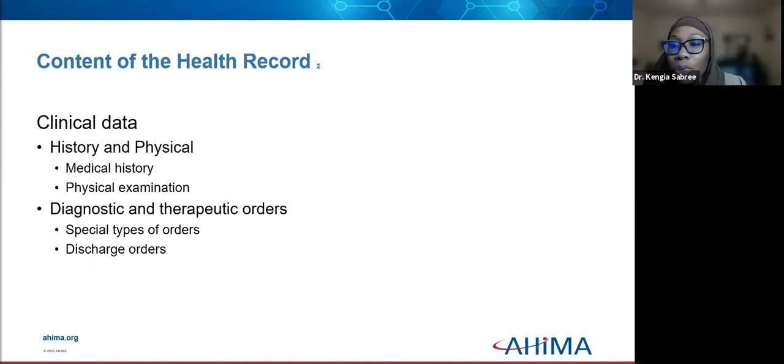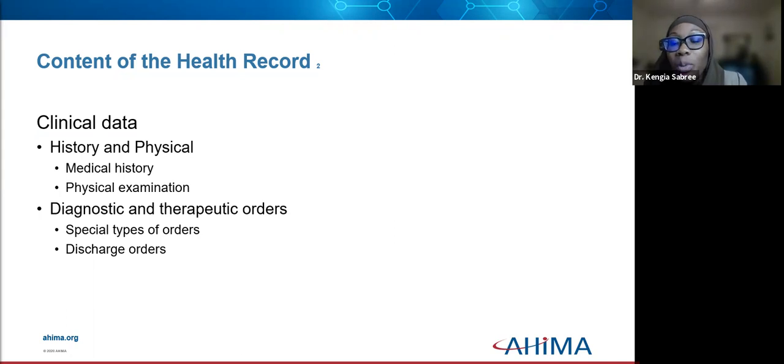So the orders for seclusions and restraints, which includes drugs, must comply with the facility's policies and CMS regulations, also state laws and Joint Commission standards. These should never be standing orders or PRN orders.